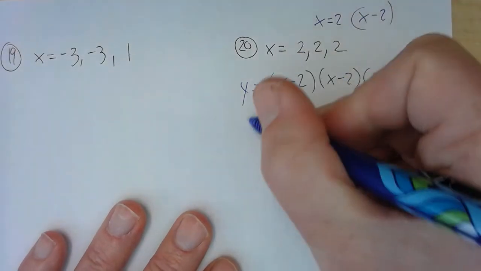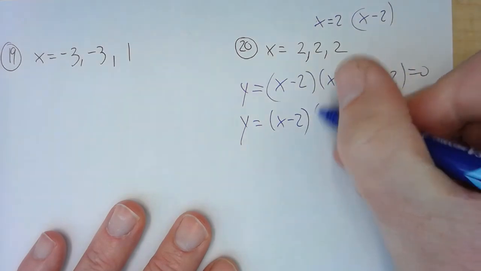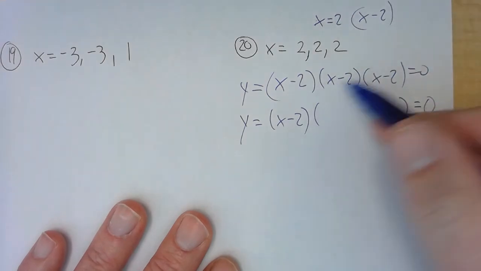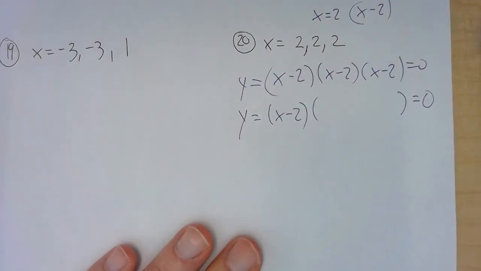Again, write this down, and then you FOIL this out first. So try that. Multiply this together. Go. And here's what you should have written.